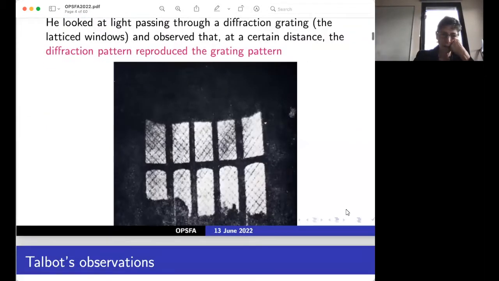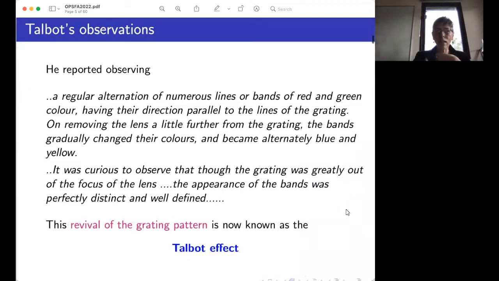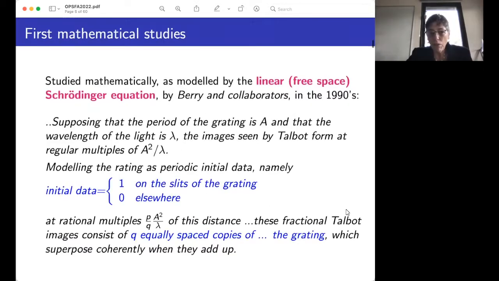In fact, what he said is, you can read here, he was curious to observe that this grating was out of the focus of the lens, but was perfectly well appearing, perfectly distinctly, and was very well defined. This revival of the pattern is what is now known as the Talbot effect, just because he was the first to observe it, in linear optics essentially. The first mathematical studies I know of came a lot later.